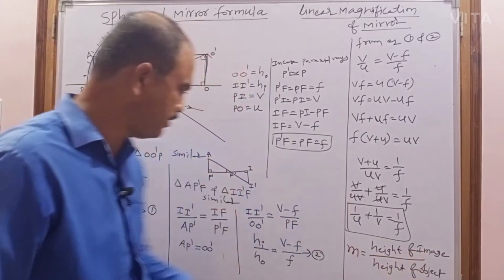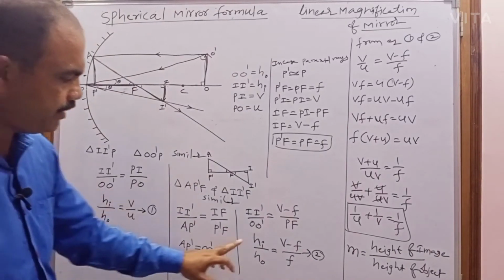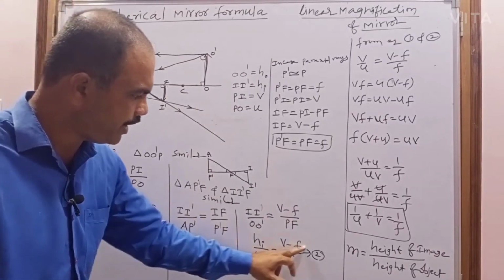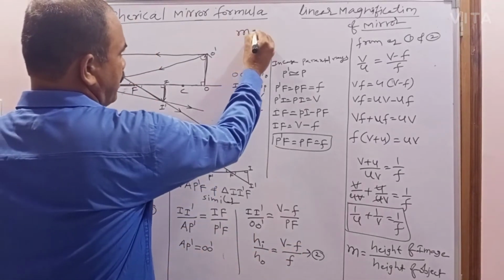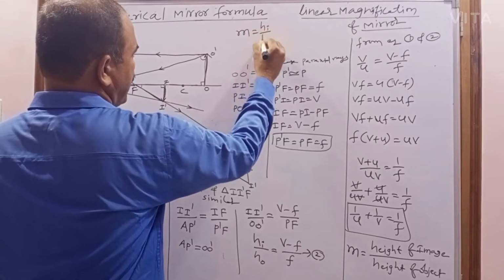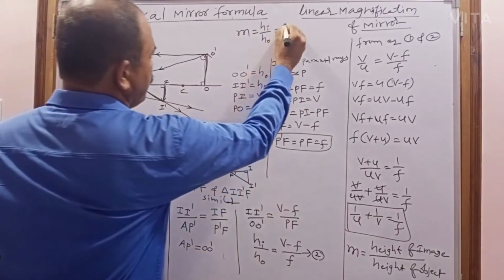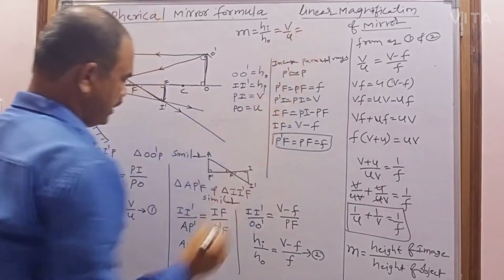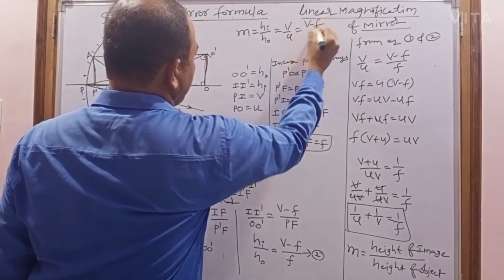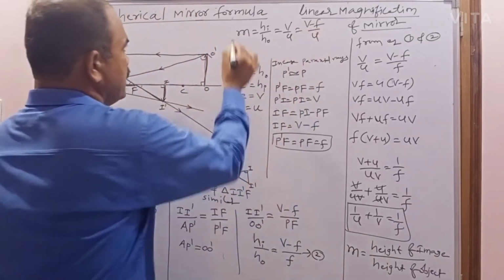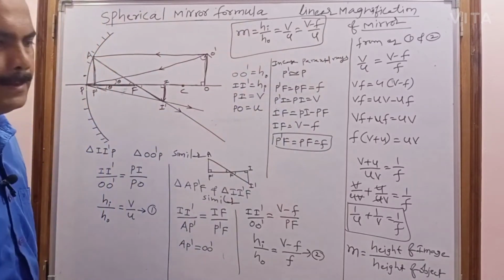There are two formulas. Height of image to height of the object is V by U. Height of the image to height of the object is also V minus F by F. So what is the formula for linear magnification? M equal to height of the image by height of the object, which is V by U, and the second formula, V minus F by F. So this is the formula for linear magnification of a mirror.